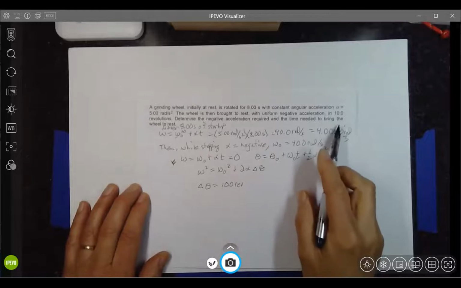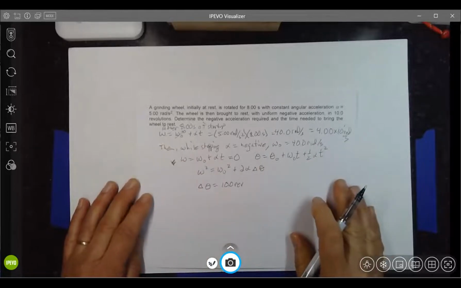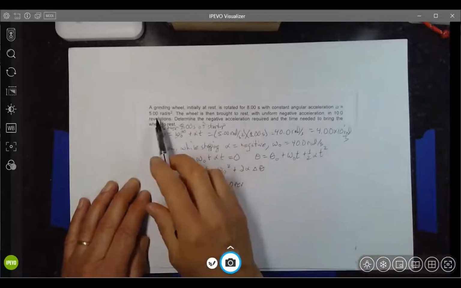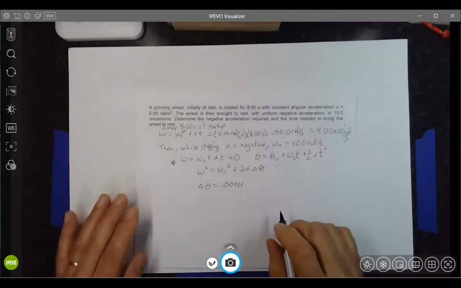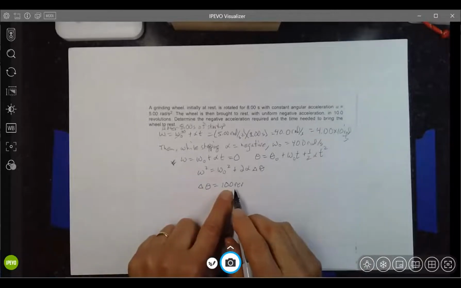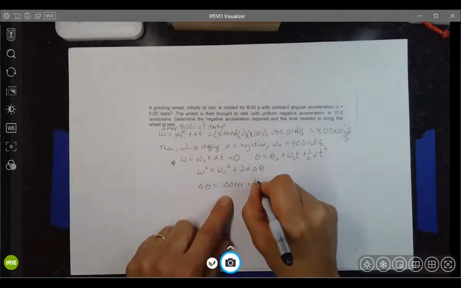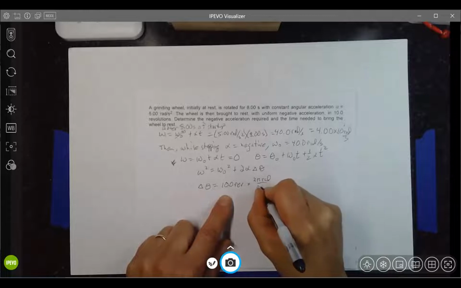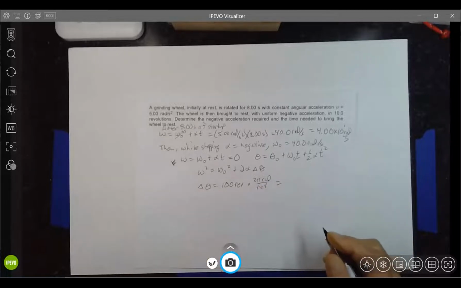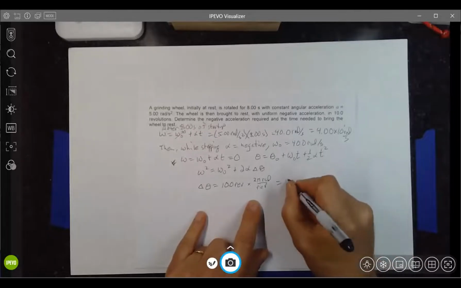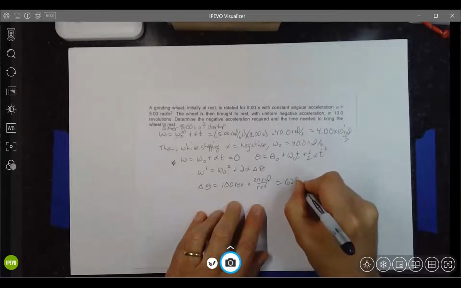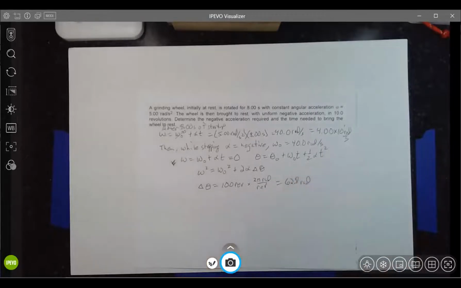This looks like a problem I rewrote to give it 3 significant figures, because I'd be willing to bet that the book I took it out of just said 8 seconds, 5 radians per second squared, and 10 revolutions. And you were supposed to assume 3 sig figs. Anyway, 10 revolutions, and I just multiply by 2 pi radians for every revolution. Hopefully you're familiar enough with radians and revolutions to know that right off the top of your head. Well, that looks like 20 pi radians, which I think is 62.8 radians is the angle that it would turn through. Check that to be sure, but I'm pretty sure that's right.